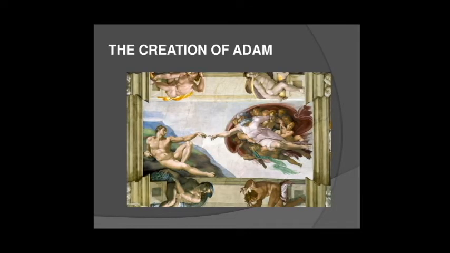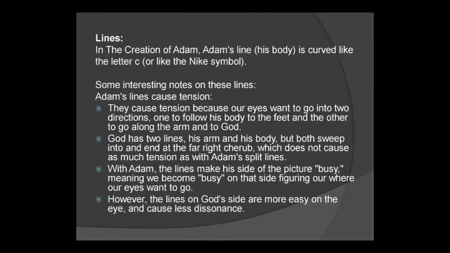So here's the last part of my presentation about the five well-known artworks, the Creation of Adam. So for this painting, first is the lines in the Creation of Adam. Adam's line, his body, is curved like the letter C or like the Nike symbol.